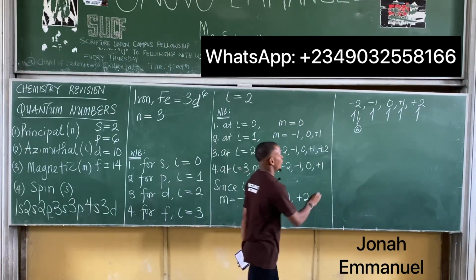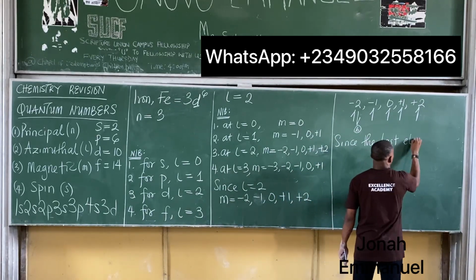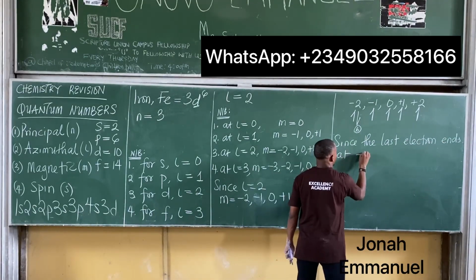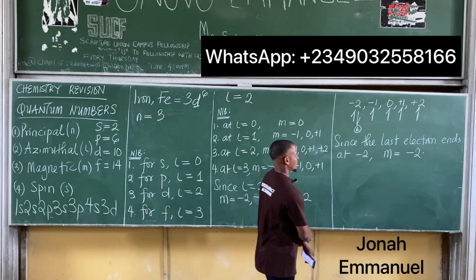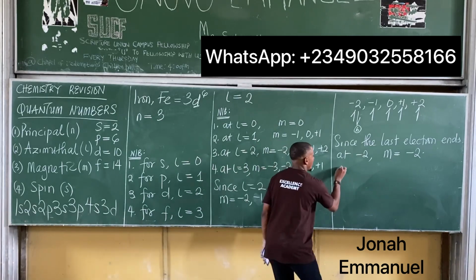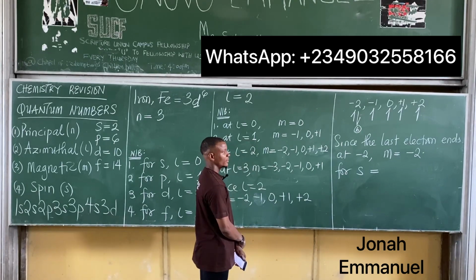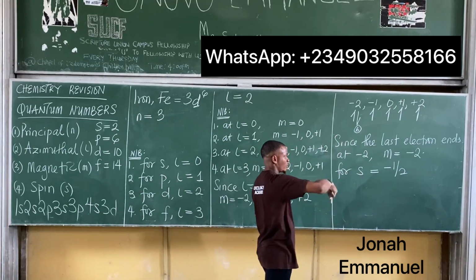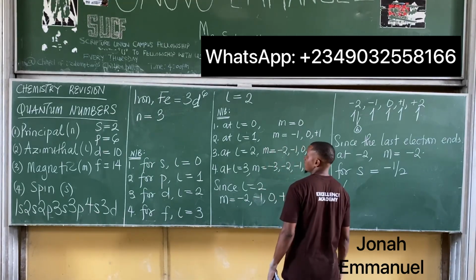So I have 6 here. Alright. So therefore, since the last electron ends at minus 2, M is equal to what there? M is equal to minus 2. That's all. For S, for spin, will it be plus half or minus half? Minus half. Why minus half? The last one is pointing down. So what will be the quantum numbers?